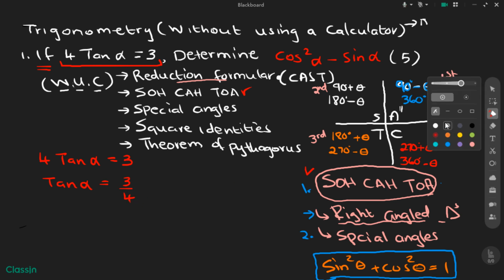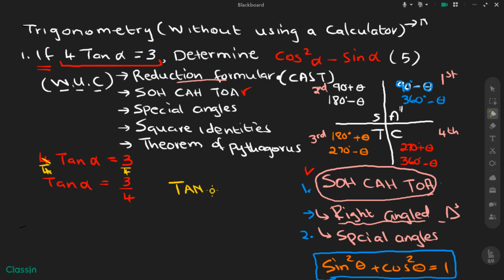This is because we divide here by 4 and we also divide this one by 4, so the 4 will cancel 4. So tan alpha equals 3 over 4. Now, looking at tan, what does SOHCAHTOA tell us? Tan of any angle tells us this is opposite over adjacent.